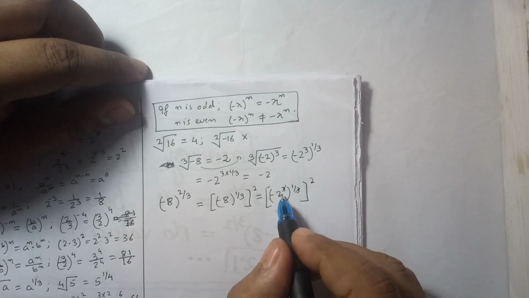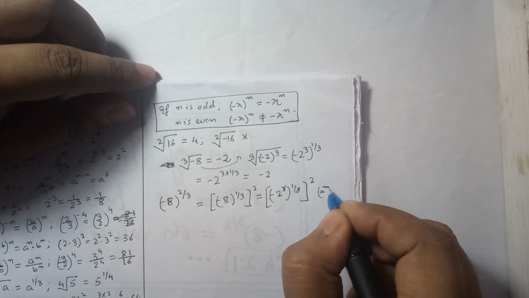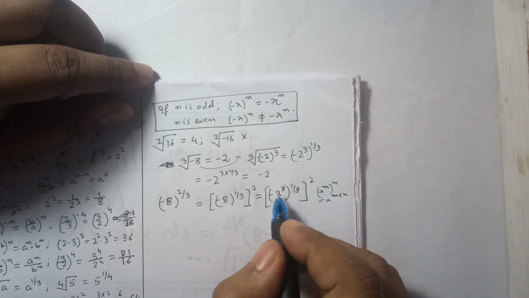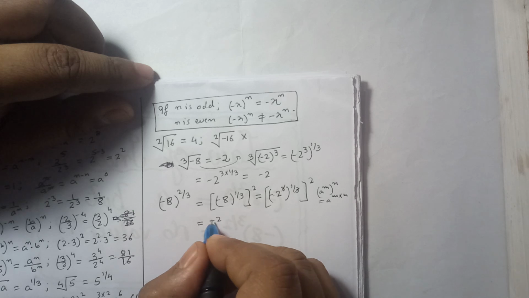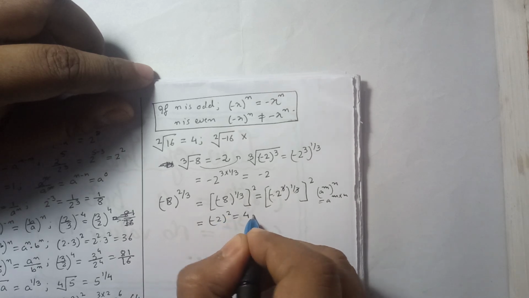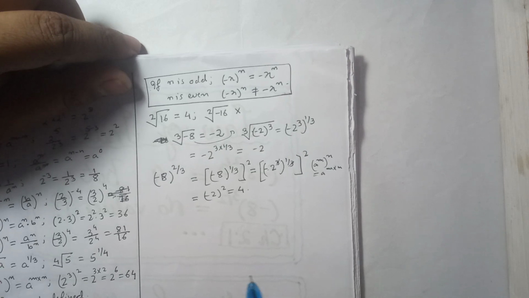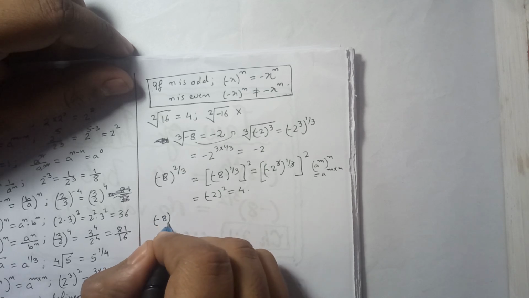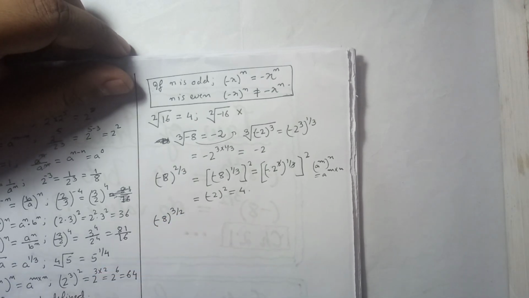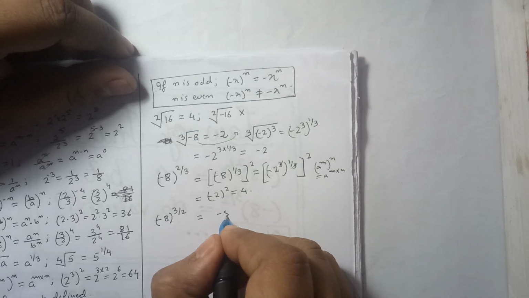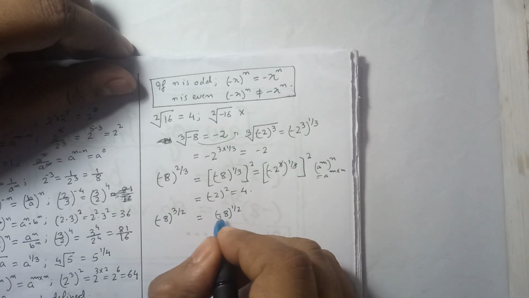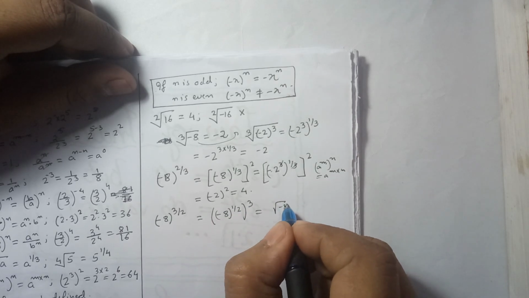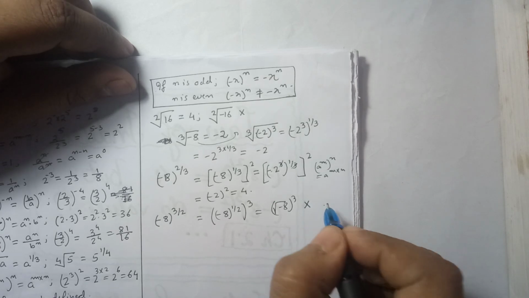The 3 gets cancelled because (a^m)^n is what? a to the power of m into n. So we are multiplying these two. Now (-2)^2 will give you 4, right? But if I have minus 8 to the power of 3 by 2, then it means the square root of minus 8, which is not possible.